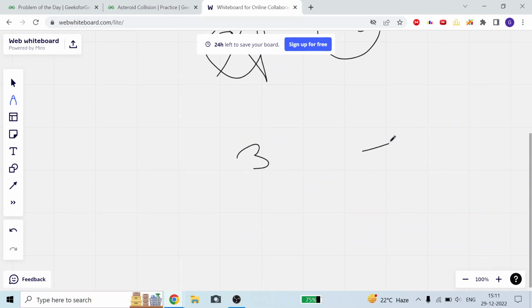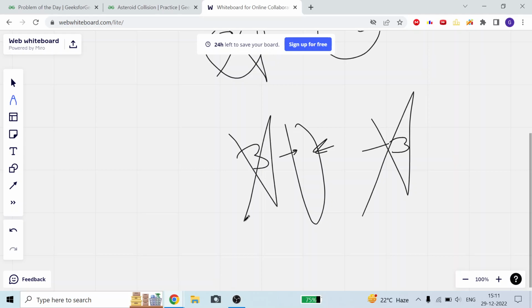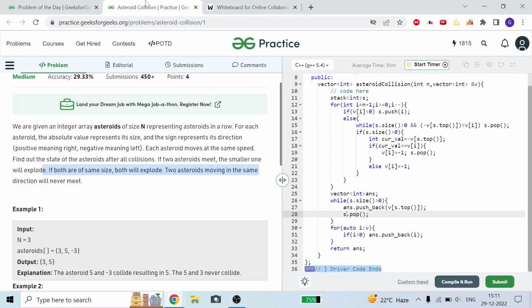Suppose we have 3 and minus 3. If they collide, what will happen? Both of them will explode. We don't have minus 3 and we don't have 3, because they explode each other. So this is given: if both have the same size, both will explode.